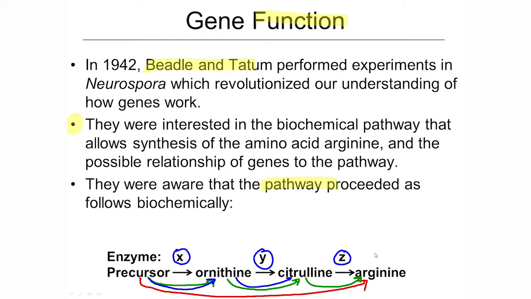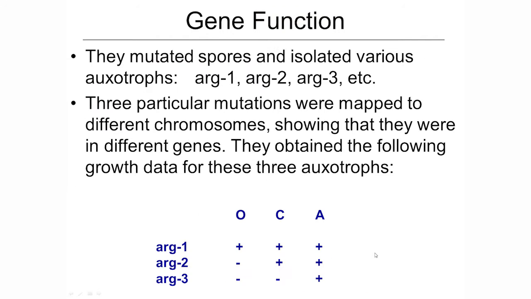And finally, enzyme Z allows the citrulline to be converted into arginine, which is the end product that's necessary. So far that's what they knew. But then they got into some genetics, and we're going to combine genetics and biochemistry here. So what they did was, now we're still trying to get at gene function.